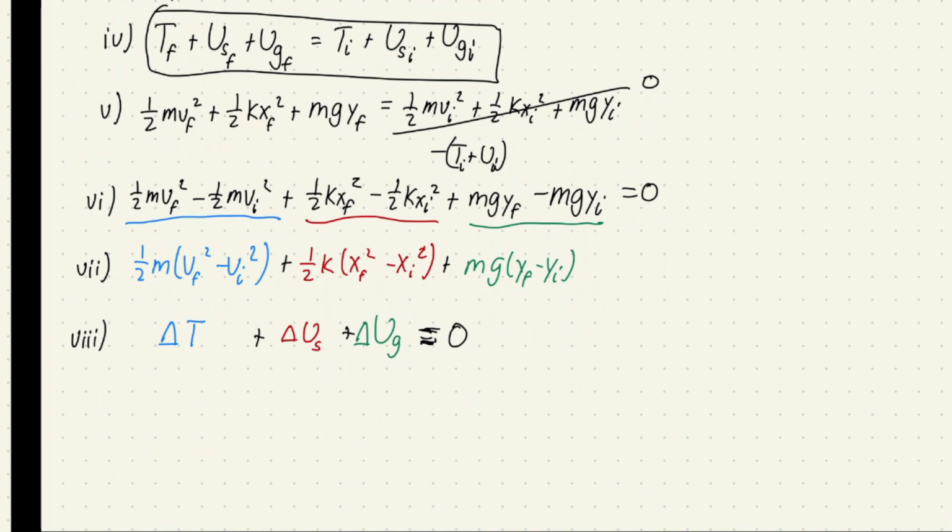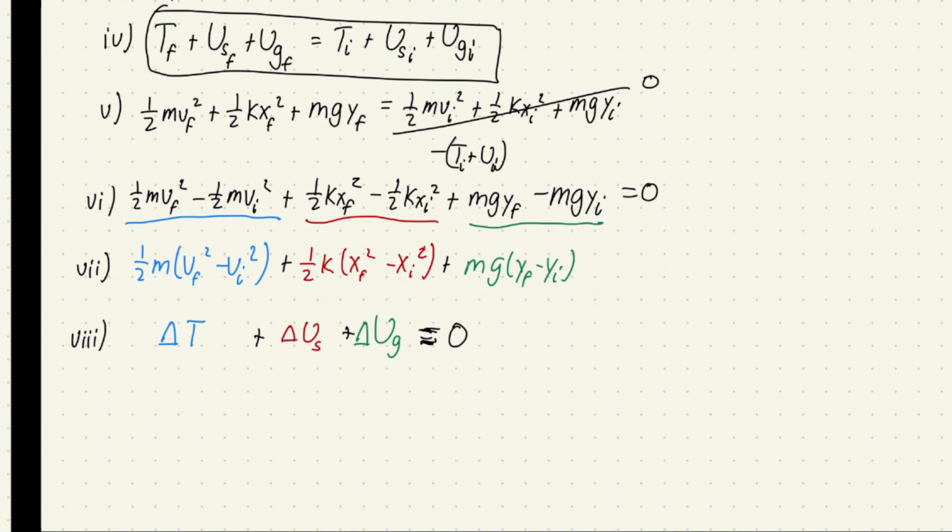But another thing that it tells us is that when we calculate our change in kinetic energy, and our change in spring energy, and our change in gravity energy, and we add those three changes together, we should get 0. Which means that one of them is going to have to be negative. And some of them will be negative, and some of them will be positive.